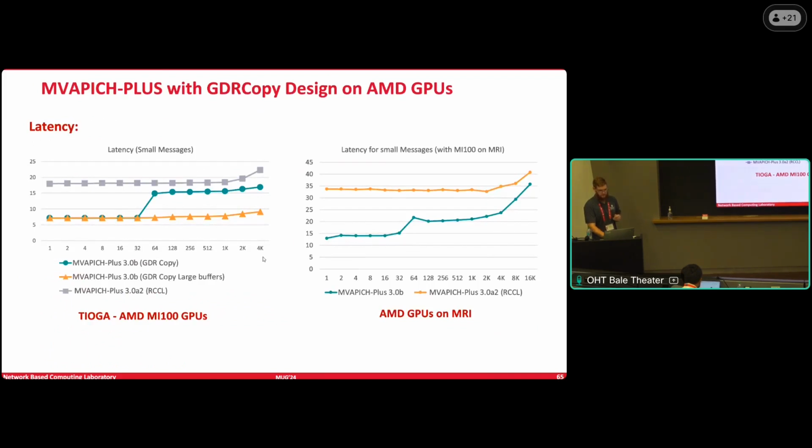So these are our GDR copy-like designs on AMD GPUs. As I mentioned, on AMD, it's called large BAR. And we can see significant performance gains by using this, even up to very large messages. On the NVIDIA GPUs, we're restricted to fairly small messages for it, whereas on the AMD GPUs, because their BAR memory is resizable, we can see these performance gains up to a much larger size.